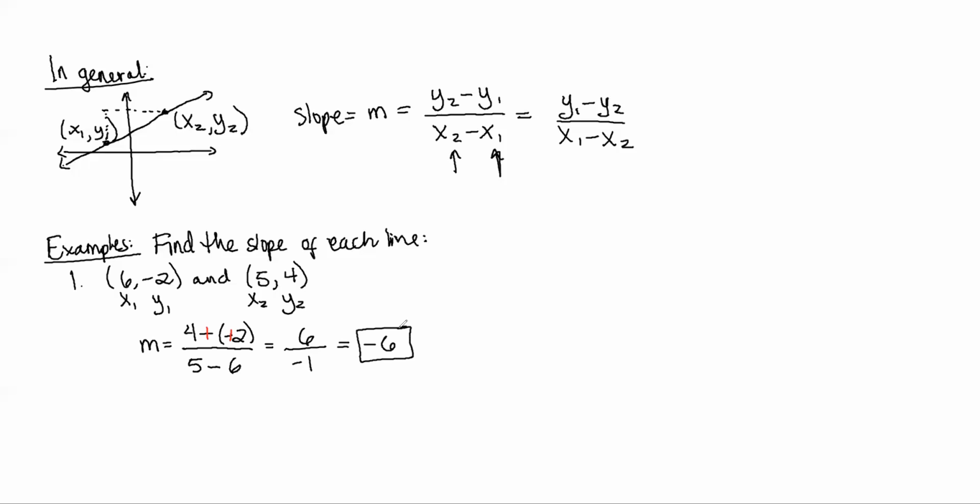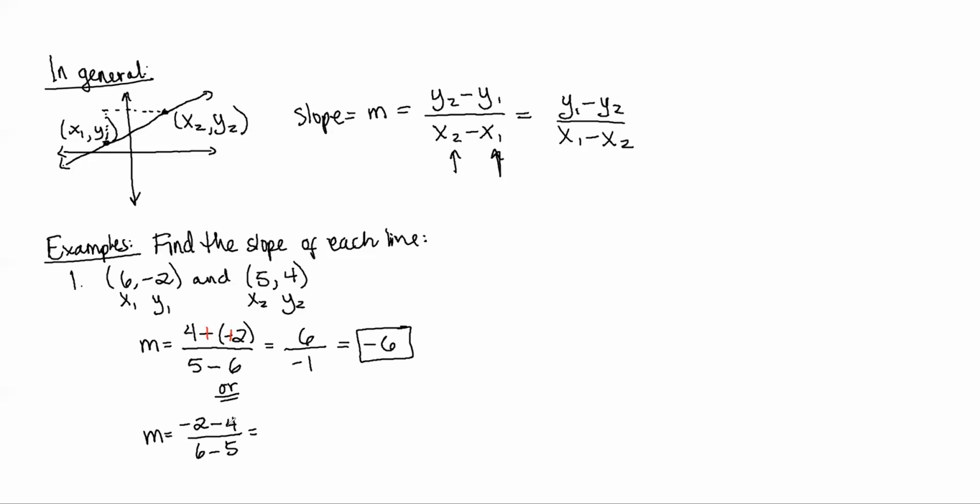All right, let's go ahead and take a look at this one the other way around. So if I were to do y1 minus y2, x1 minus x2, so do them in this other order here, let's just make sure that we get the same answer. So y1 is -2, minus y2 is 4, over x1 is 6, minus x2 is 5.